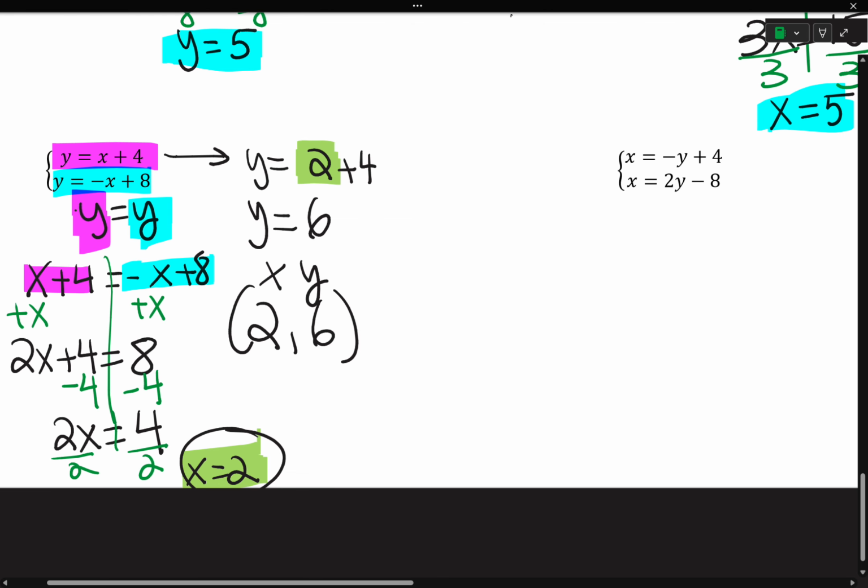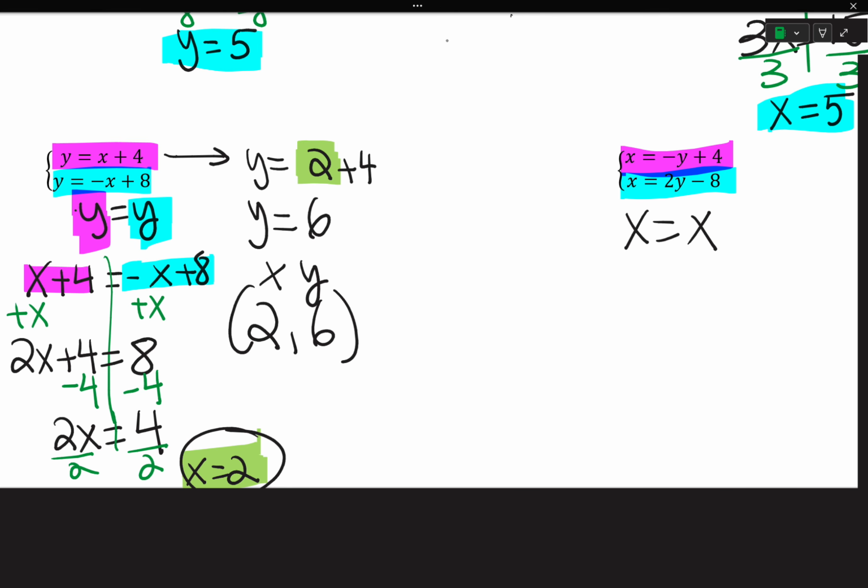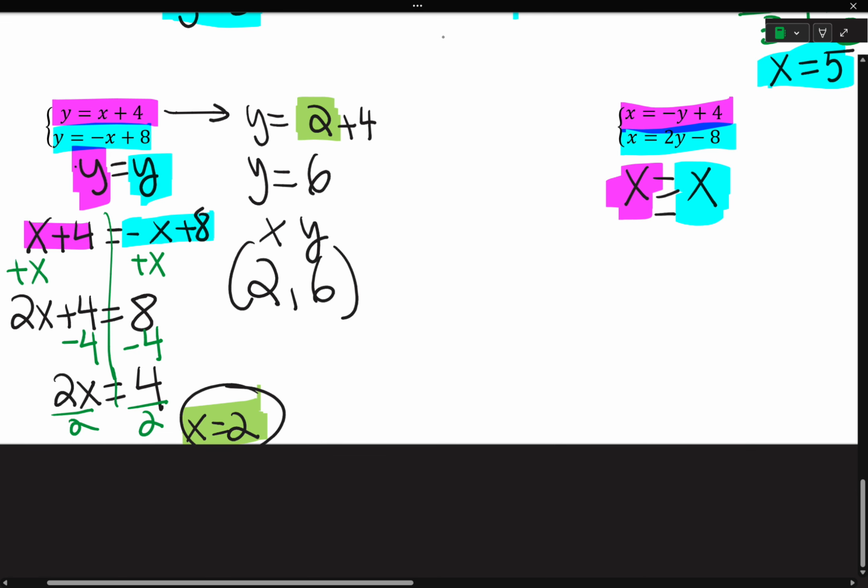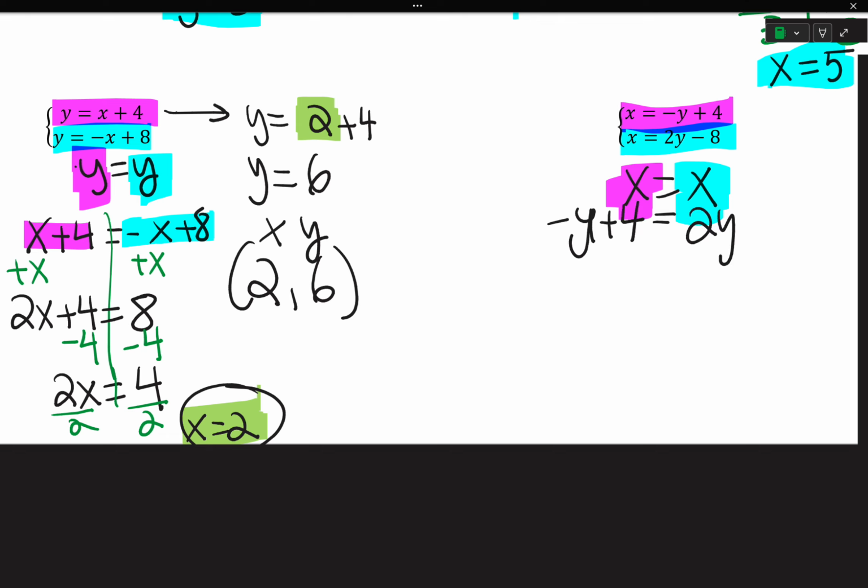Last one. Similar idea. See how these are both x equals is? Well, that means I can set them equal to each other. Just like I did in this one, x equals x. So, we have that negative y plus 4 equals 2y minus 8.